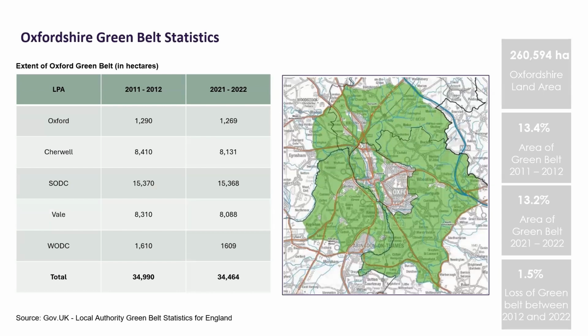Looking at the statistics in a little more detail, there are 260,594 hectares of land in Oxfordshire, of which 34,464, or 13.2%, fall within the Oxford Green Belt. This is a 1.5% decline from 10 years ago due to development.